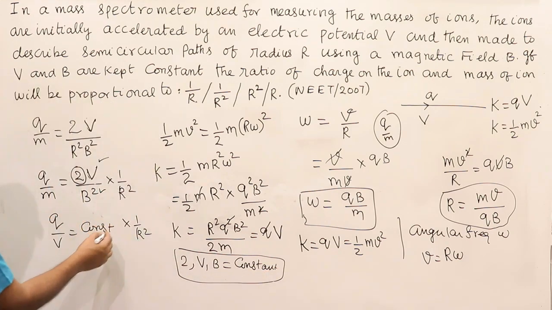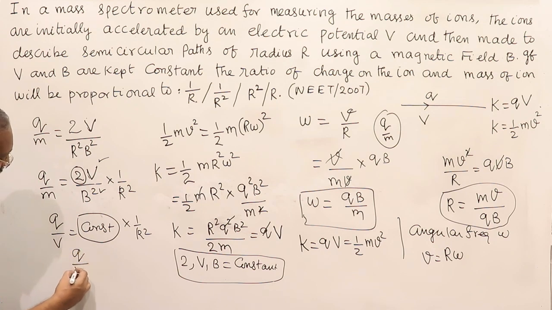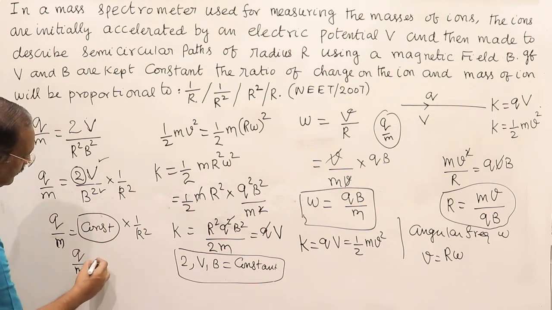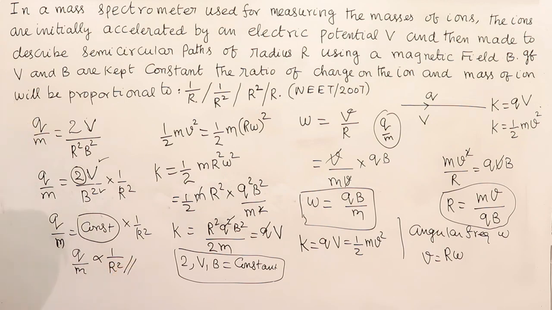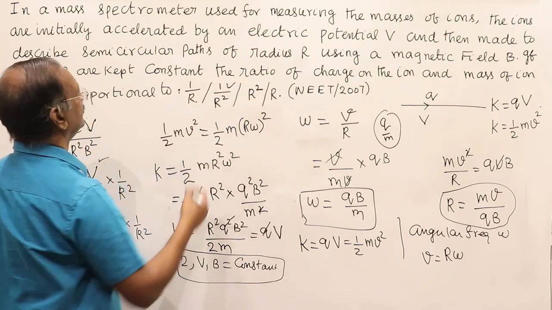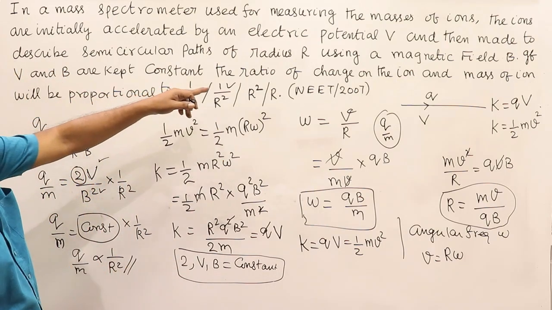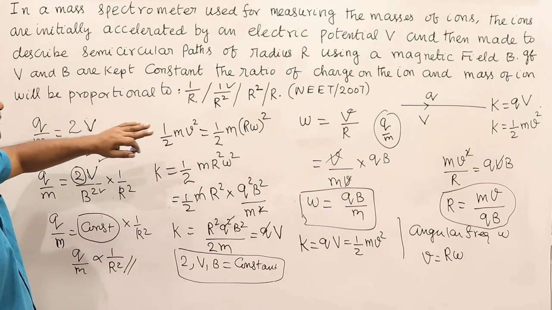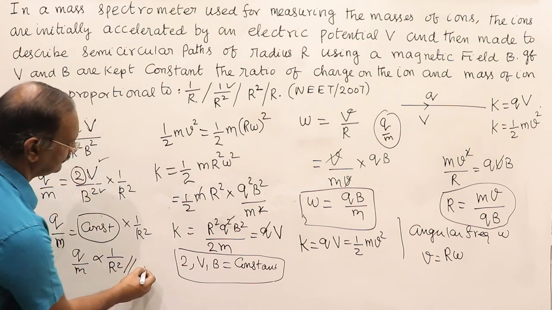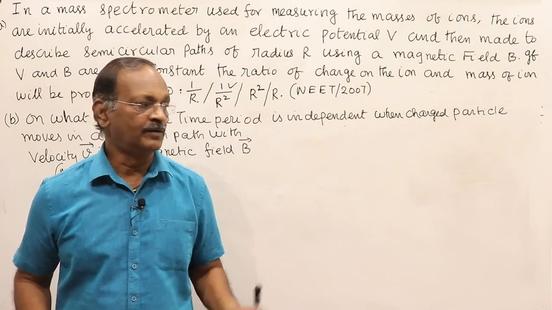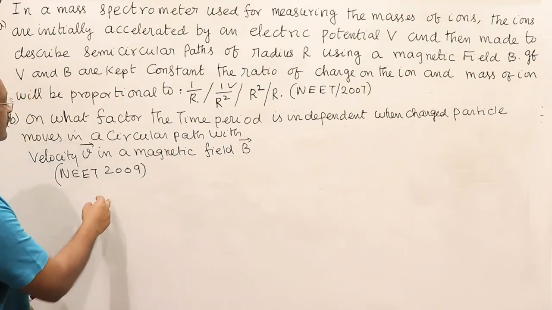So this is equal to a constant. The charge to the mass is proportional to 1 by radius square. This is the answer. 1 by R square is the answer. Therefore, the ratio of the charge of the ion to the mass of the ion will be proportional to 1 by R square.